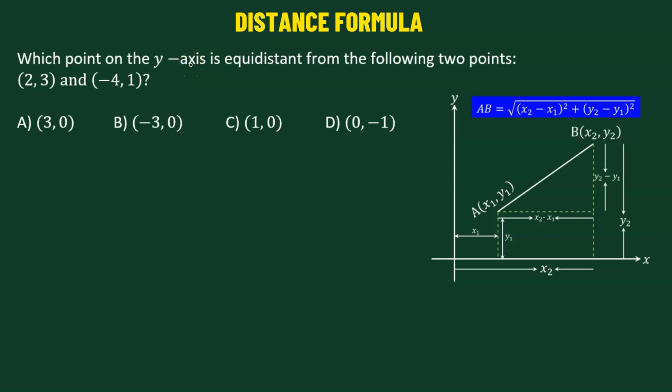So we need to find the point on the x-axis that is equidistant from the following 2 points. One is 2, 3 and the other is -4, 1. Let's try to understand the problem graphically first.